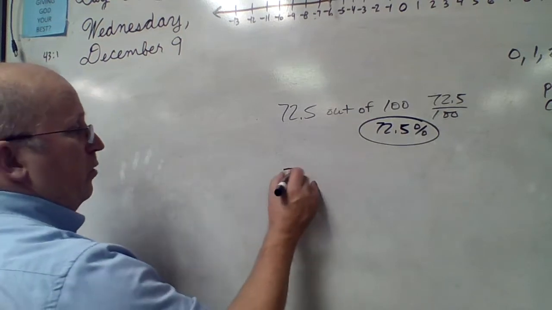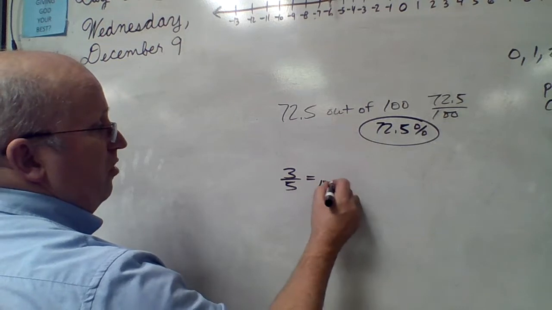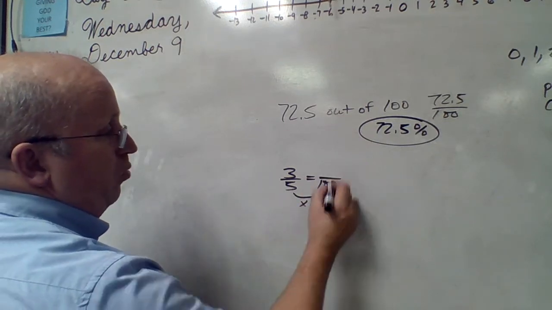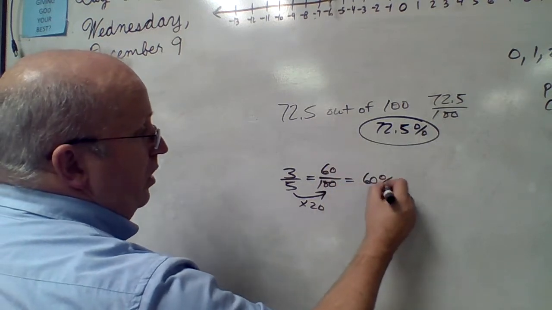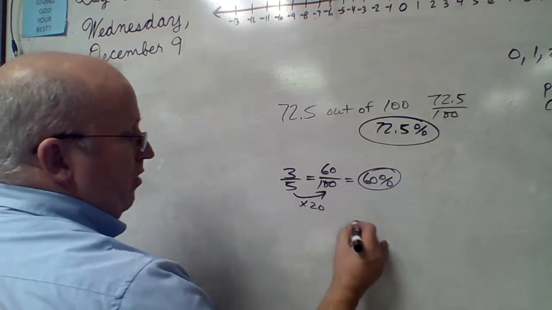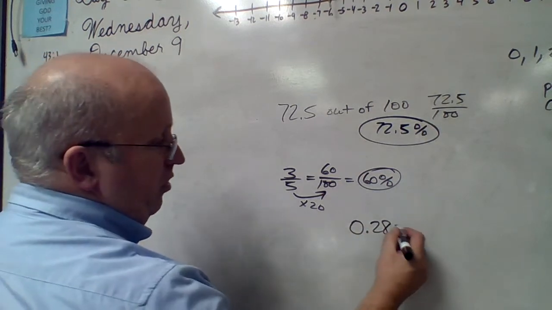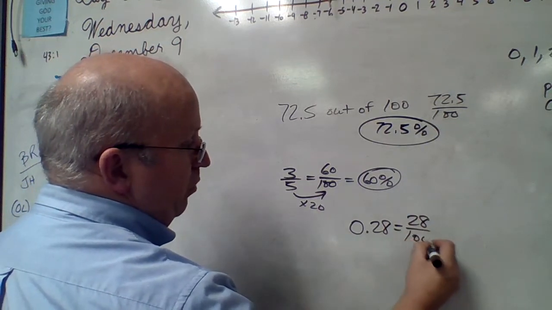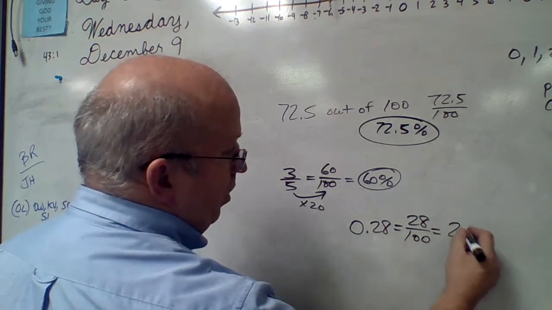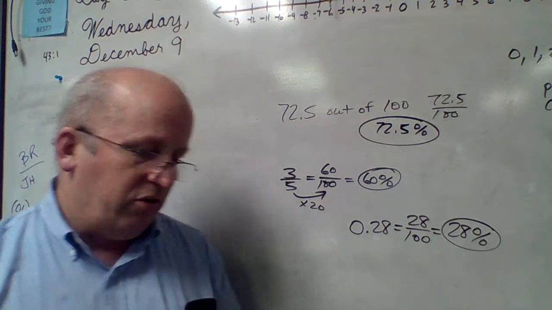What if I had something like 3/5? That's similar to number 15. I'm going to change that into a fraction that has 100 as its denominator. We're multiplying by 20 here. And so we get 60% as our answer. What if I had something like 0.28 and I wanted to change that into a percent? Isn't 0.28 28 hundredths, because I'm filling the tenths and the hundredths spot, and so therefore this is 28%. So that's 14, 15, and 16.